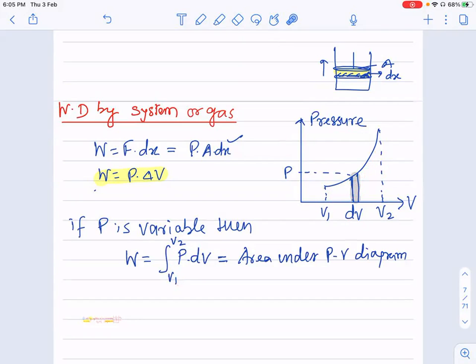तो ऑलवेज सी केयरफुली, प्रेशर इज गिवन हियर, वॉल्यूम इज गिवन हियर, so you have to take this area if you are able to find out the area. अगर एरिया नहीं फाइंड आउट कर रहे हैं, then you have to do the integration. There is no chance to escape from integration.